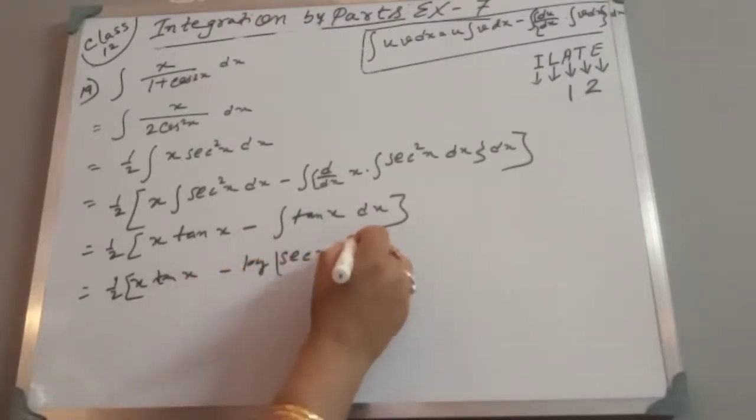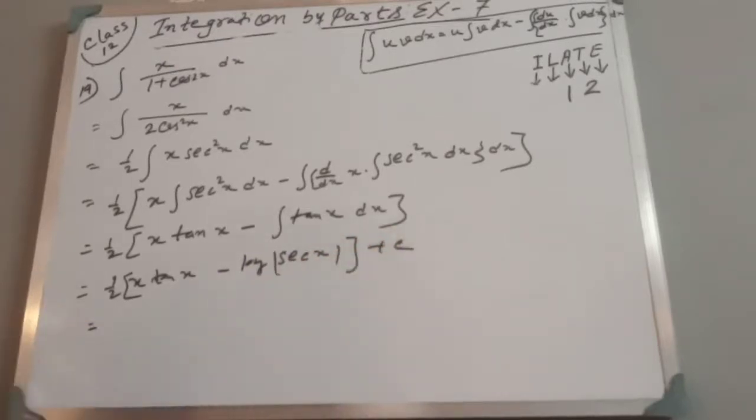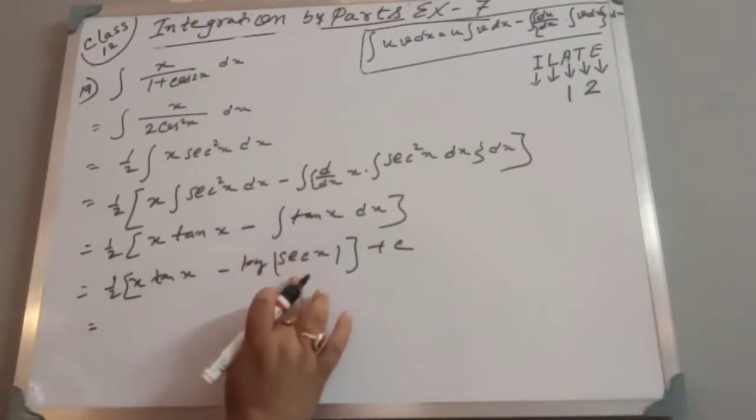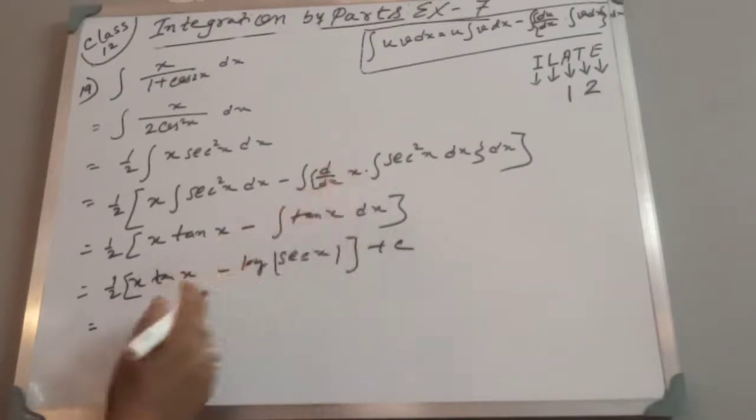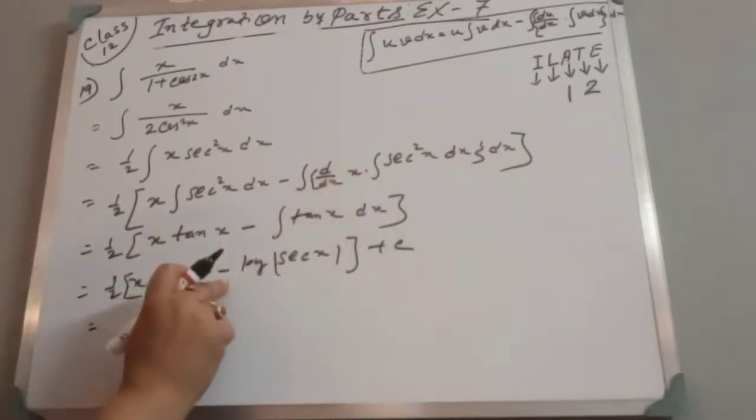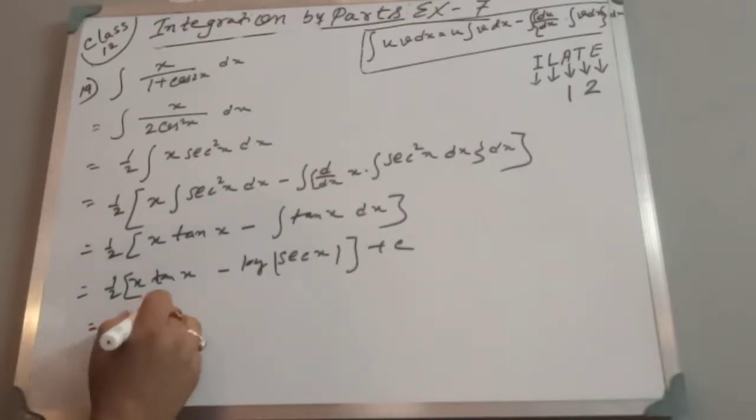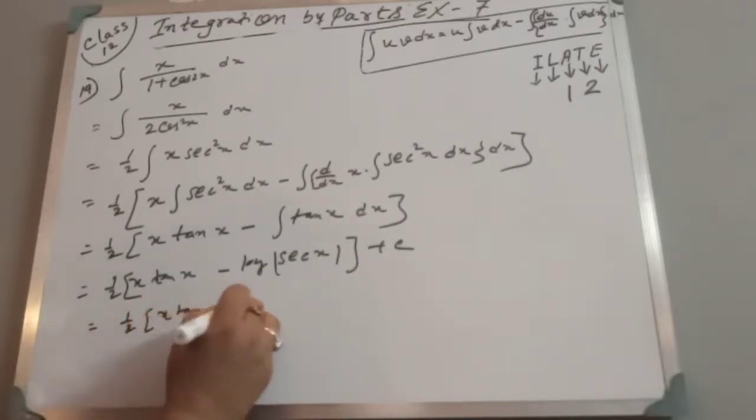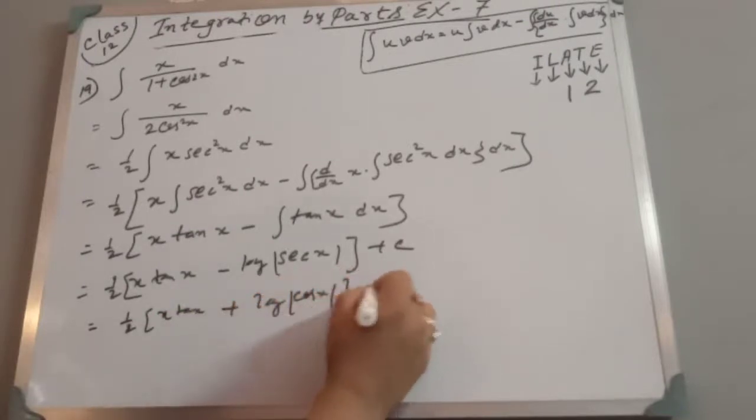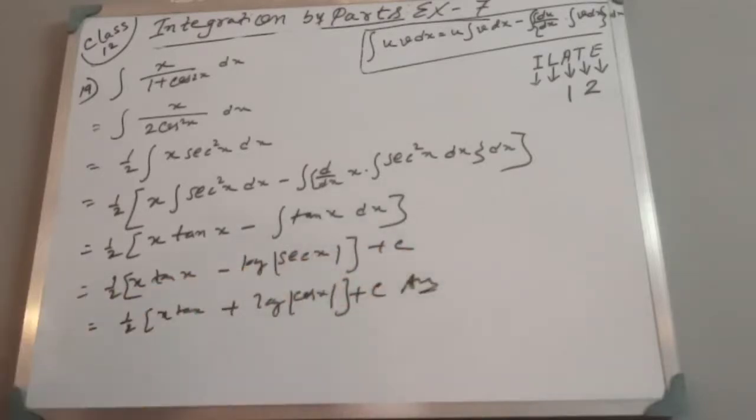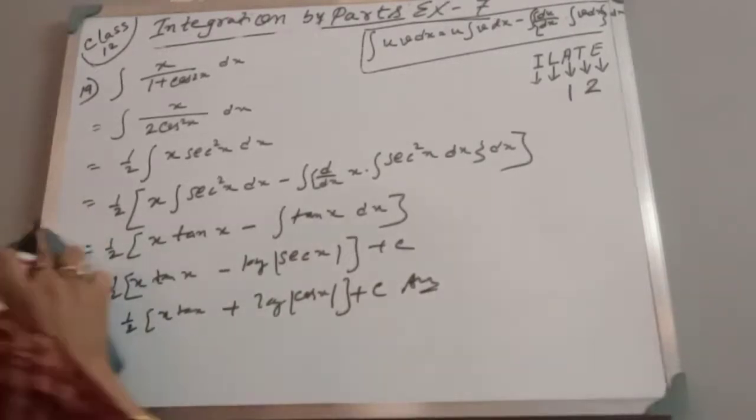Plus c. Now sec x means 1 by cos x, so cos x whole to the power minus 1, and that minus and this minus, we will get this as plus. So it's coming half x tan x plus log cos x plus c. This is the answer. Okay, next sum number 20.